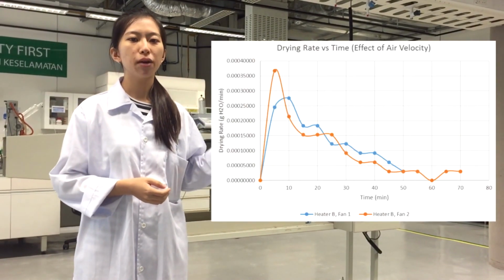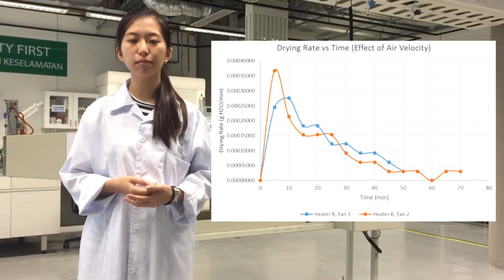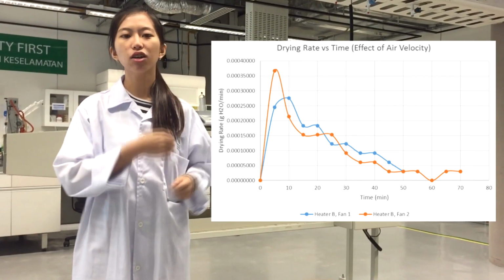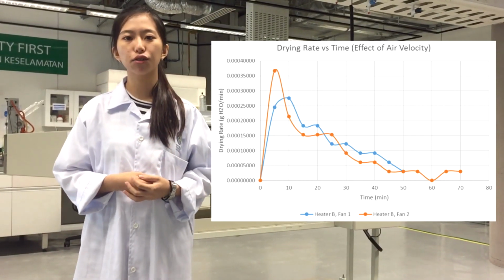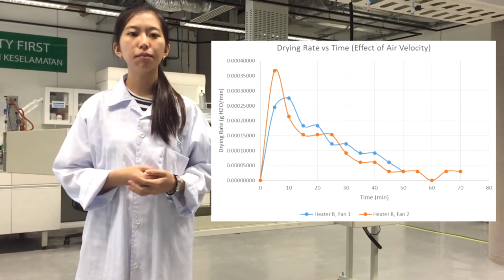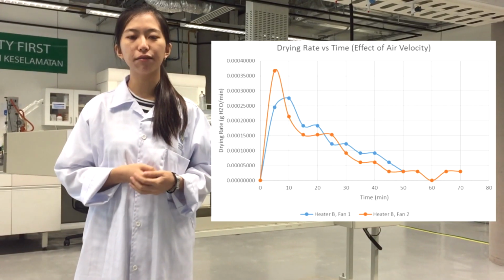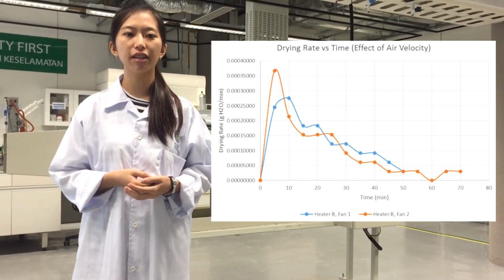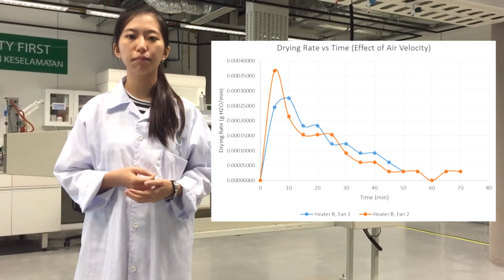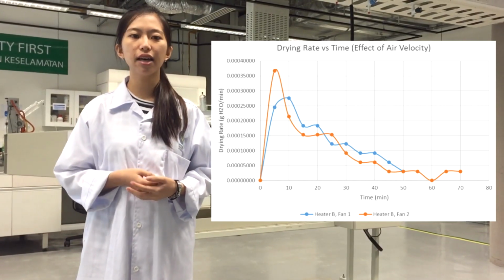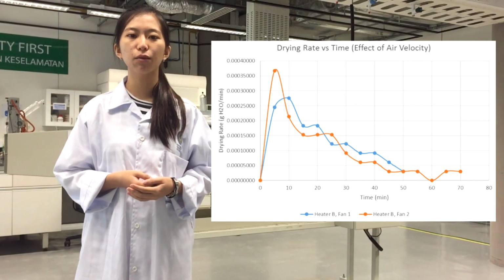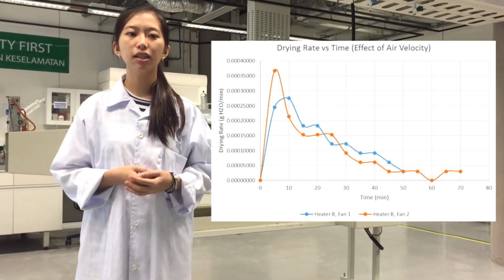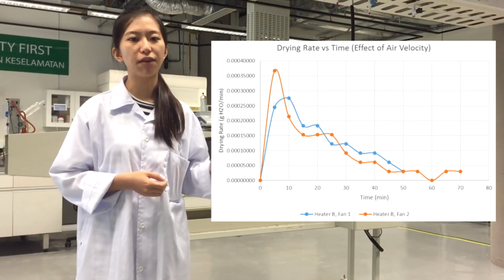So from the figure, we observed that the drying rate increases sharply at the beginning of the drying process, reaches a maximum point, and continues to decrease with time until the drying process is completed. The maximum drying rate of fan 2 is higher than fan 1. Theoretically, the higher the air velocity, the higher the drying rate, the shorter the time taken for complete drying. This is because higher air velocity can remove the water in the wet solid faster and easier. However, in our experiment, the time taken for fan 2 is longer than fan 1.